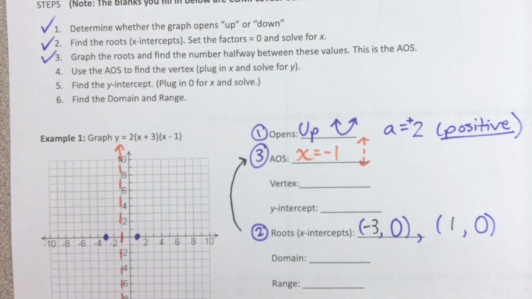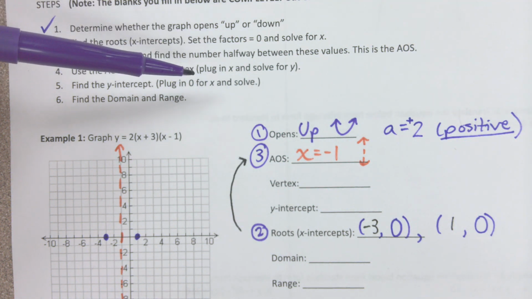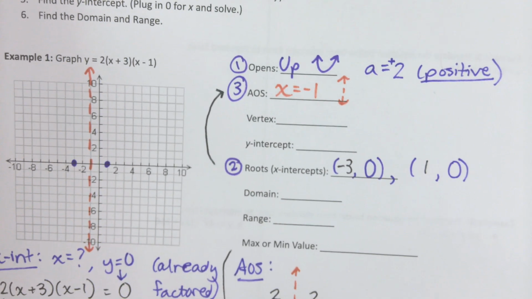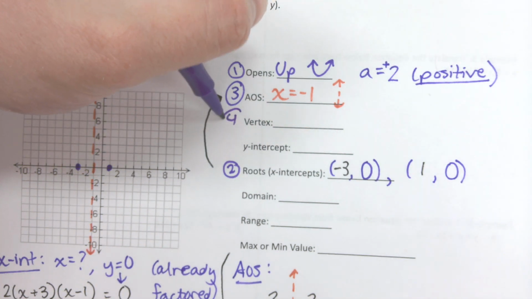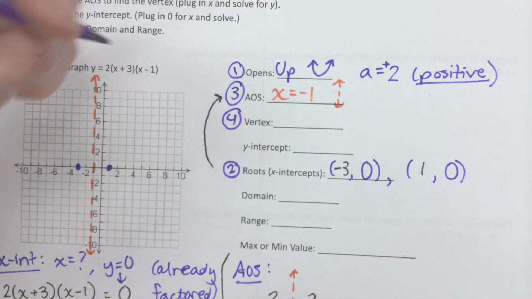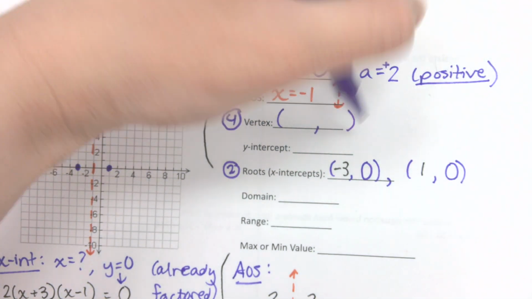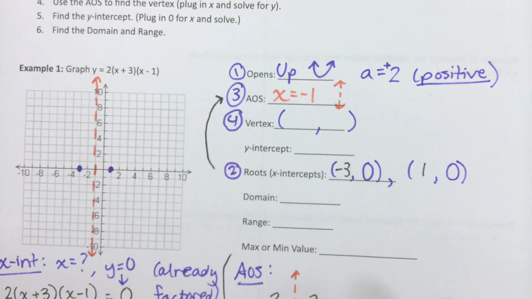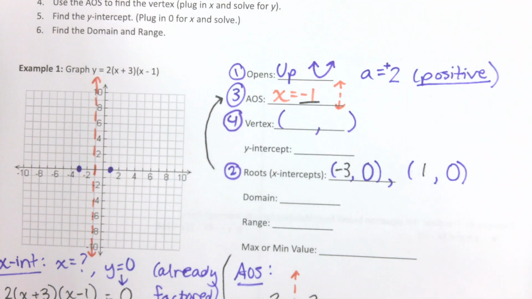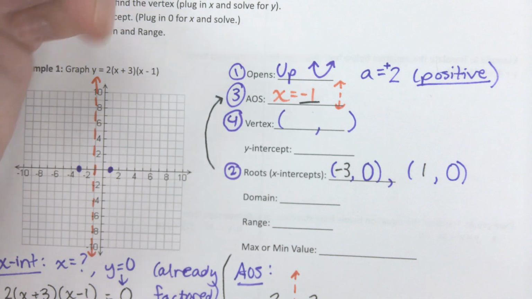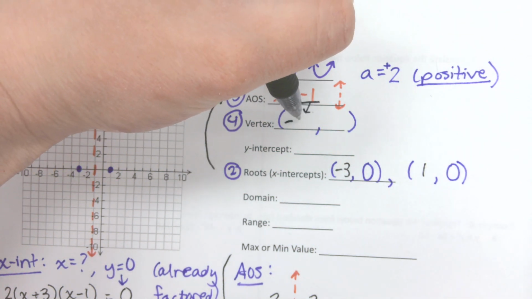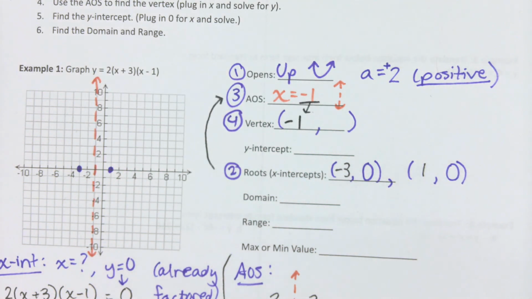Step 3 is done. Step 4: use the AOS to find the vertex. Plug in x and solve for y. So this is nothing new. We did this in the last notes. Remember, the AOS leads us directly into the vertex. You take the number that we got for the AOS and we drop it down into x's spot. It literally says x equals -1. So we put -1 in x's spot.